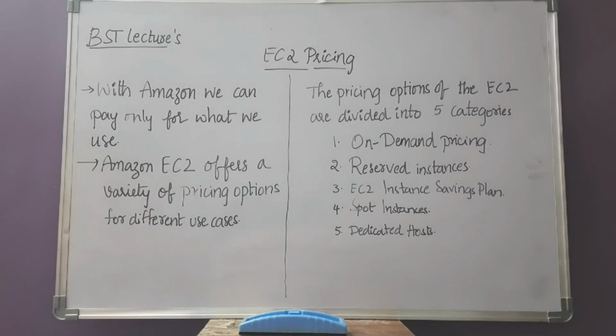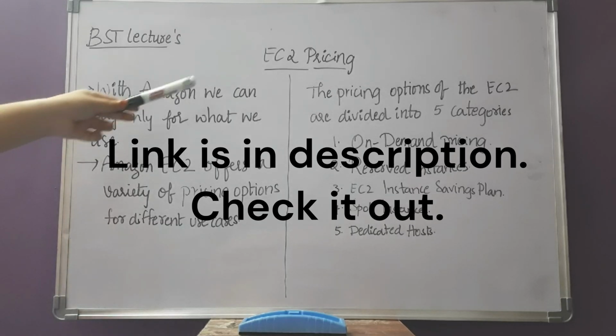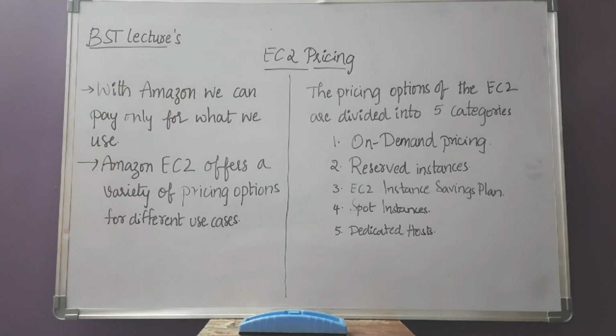In the previous video, we discussed different categories of EC2 instances, right? In this video, we will learn about EC2 pricing models. In Amazon, we have many types of pricing models. In Amazon, there is a speciality that we pay for what we have used, right? The first point says that with Amazon, we can pay only for what we use.